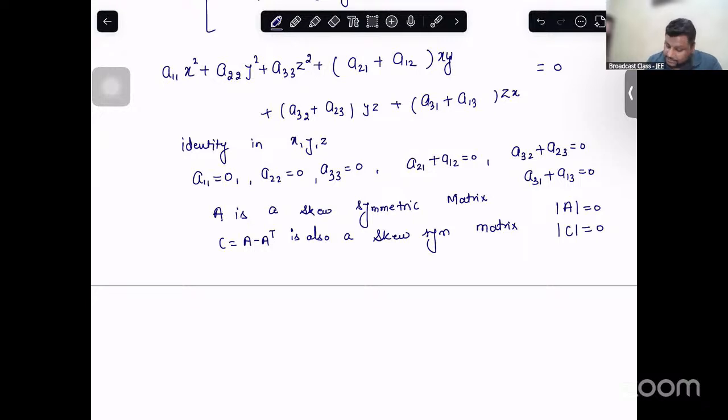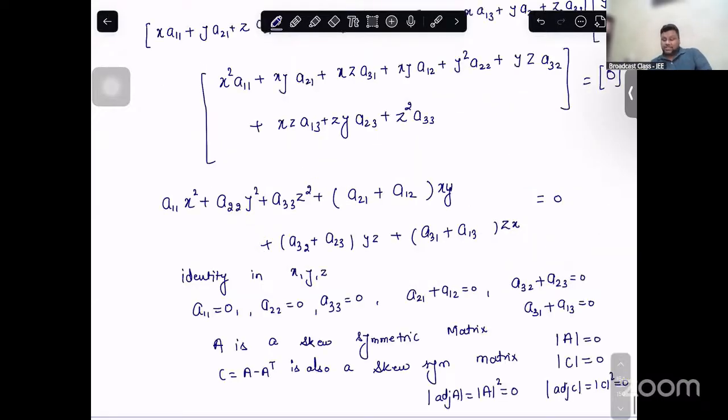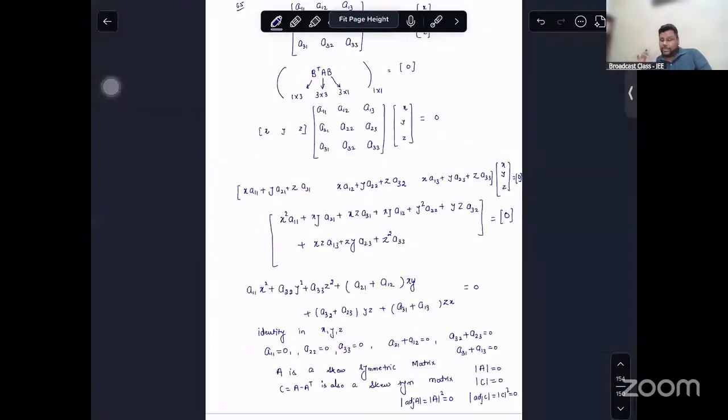Now they are asking you for the determinant of the adjoint of A. That is determinant of A square, that is also going to be 0. And the determinant of adjoint C, that is determinant of C square, that is also 0. So the answer to your question is going to be 0. Have a look.